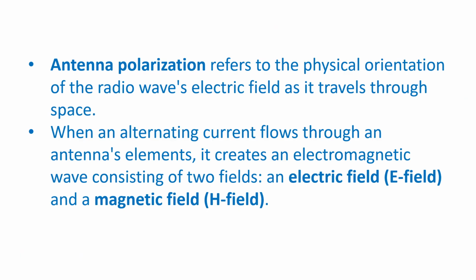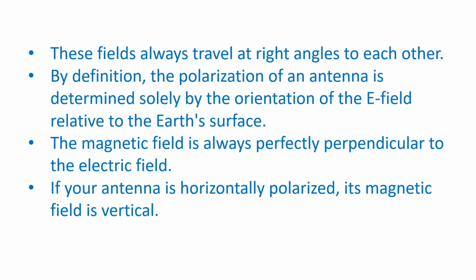Antenna polarization refers to the physical orientation of the radio wave's electric field as it travels through space. When an alternating current flows through an antenna's elements, it creates an electromagnetic wave consisting of two fields, an electric field, E field, and a magnetic field, H field. These fields always travel at right angles to each other.